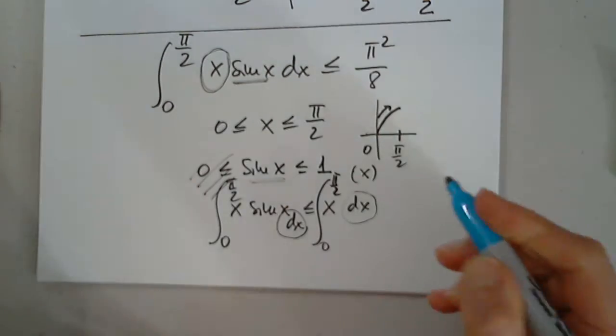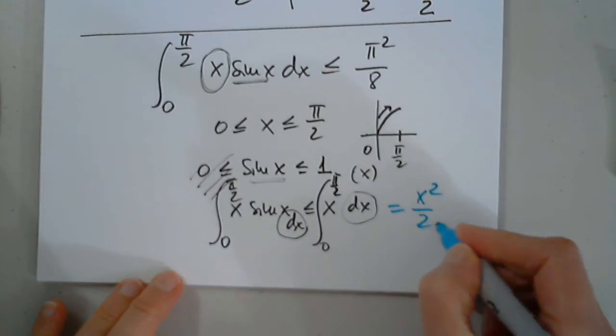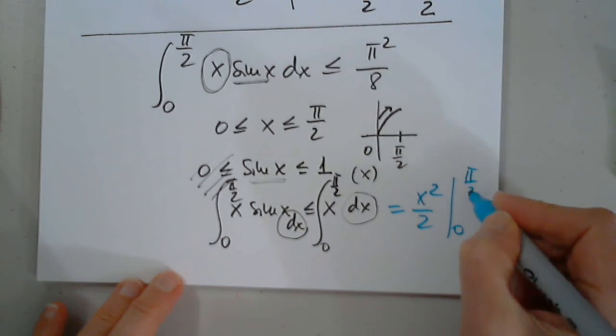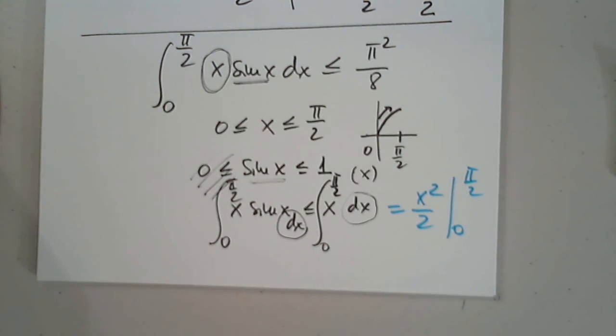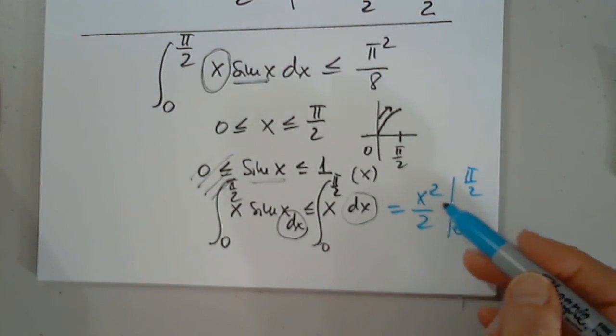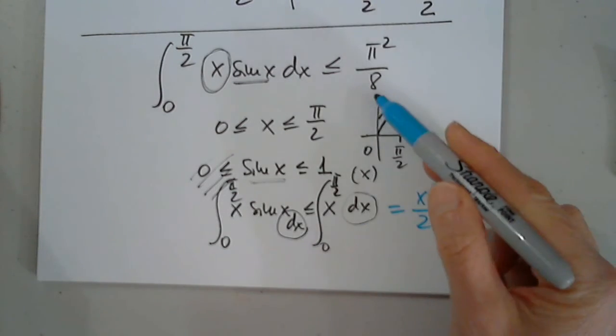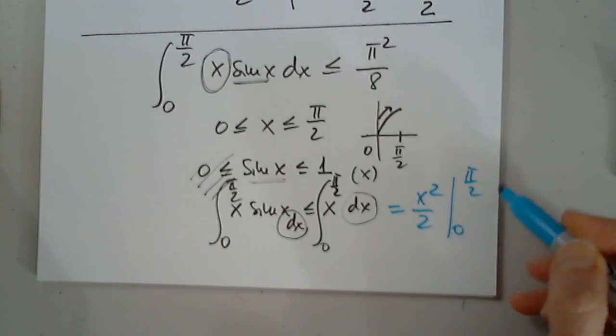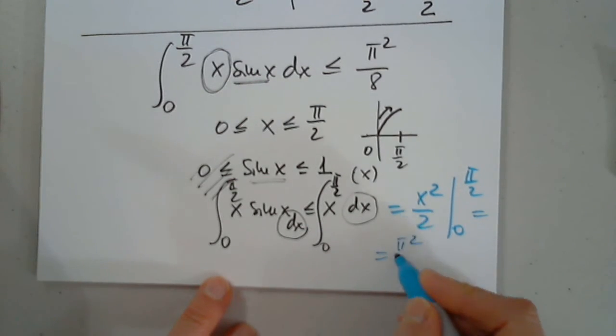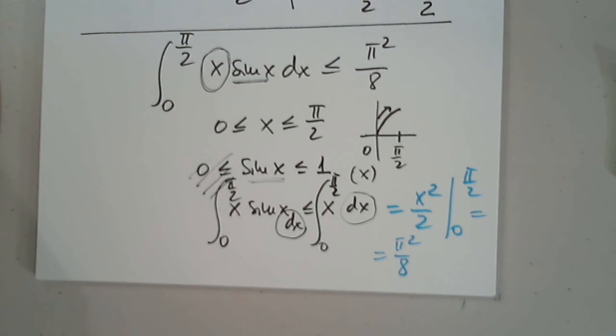So now when I calculate this, I have x squared over 2 from 0 to pi over 2. And I don't plug in 0 because it's 0. When I plug in pi over 2, I get pi squared over 4 times 2. So this is pi squared over 8. And that's all you needed to do.